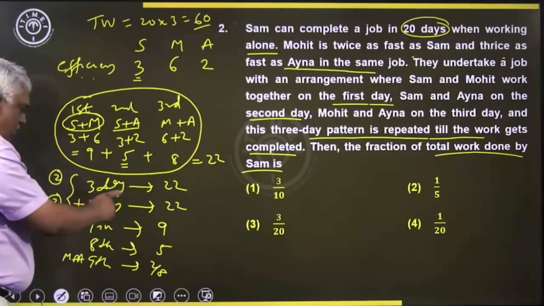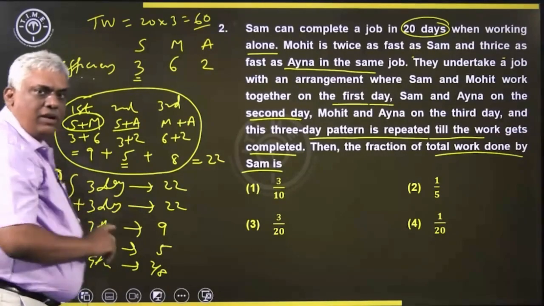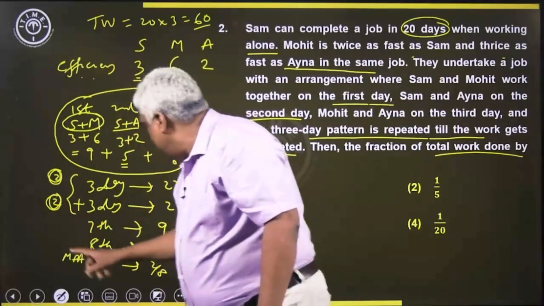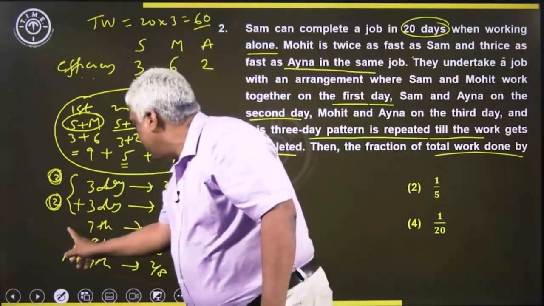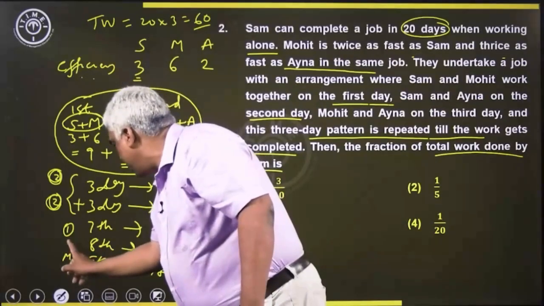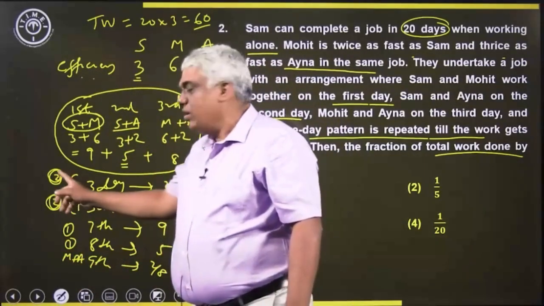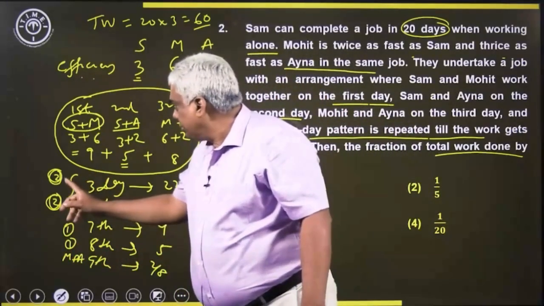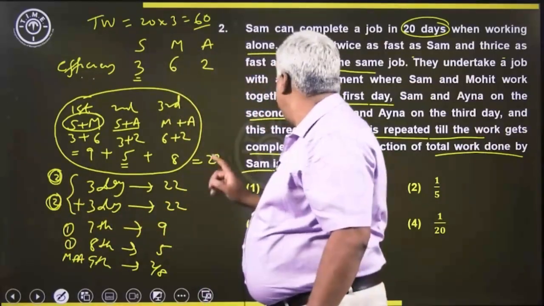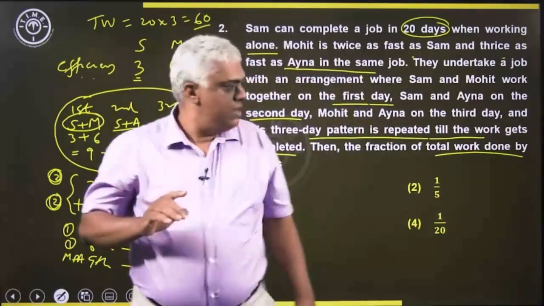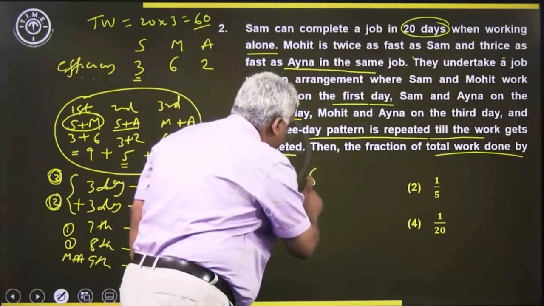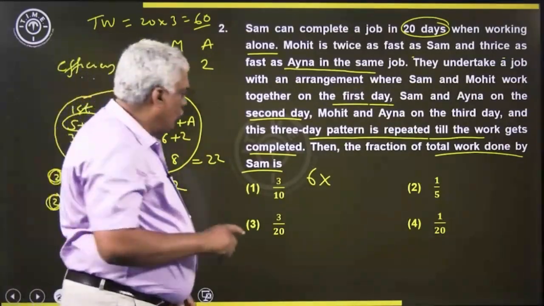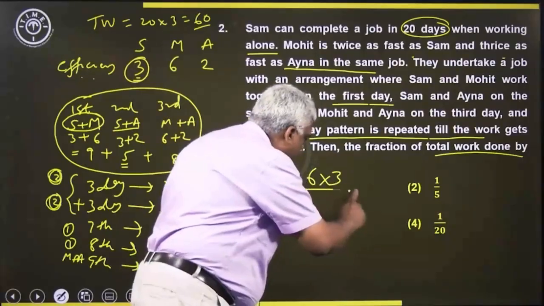So here you see, first 3 days Sam came 2 days. In the next 3 days again Sam came 2 days, on the 7th day Sam has come 1 day, and on the 8th day again 1 day. So total Sam came on 2 plus 2, 4, 5, 6, 6 days. So Sam came 6 days, and every day he did how much work? He is doing 3 units of work. So total work he did is 6 into 3, 18.